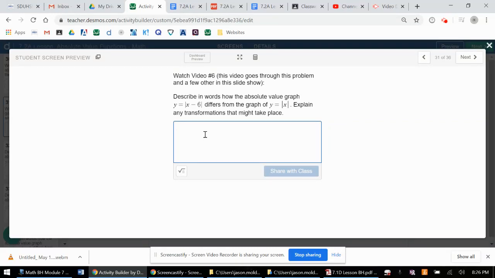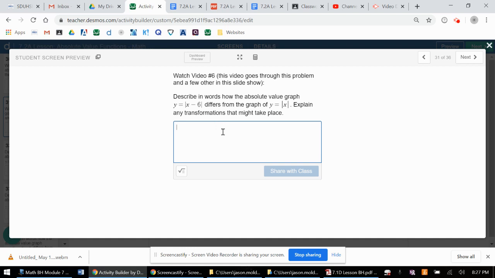This is the sixth and final video for 7-2A absolute value. We're now going to basically do the reverse. We're going to use descriptors, and the equations are pre-built for us. Describe in words how the absolute value graph y equals absolute value of x minus 6 differs from the parent function. And if there are any transformations, we want to be sure to include them.